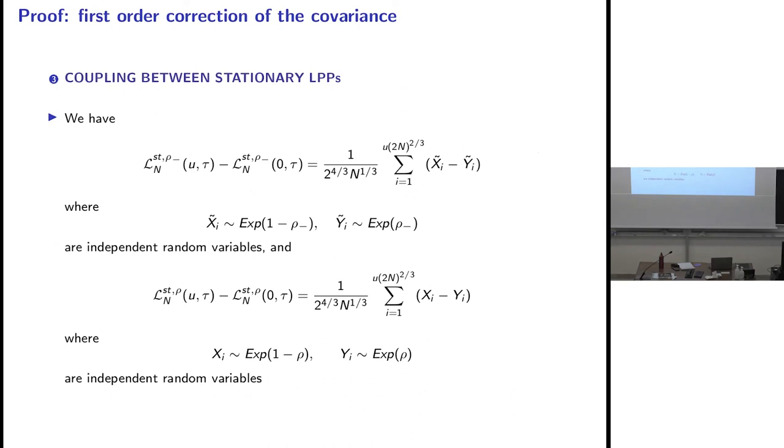So the first observation is that we are considering a stationary model, so we can always write the increments of the last passage time as a sum of independent random variables. Here you have a sum of order n to the 2 over 3 terms of xi tilde minus yi tilde, where xi tilde is exponentially distributed of parameter 1 minus rho minus, and yi tilde is exponentially distributed of parameter rho minus. This is the consequence of the stationarity, so that the law of the increments is stationary. And then you can do the same for the increments of L rho, but now you have parameters 1 minus rho and rho.